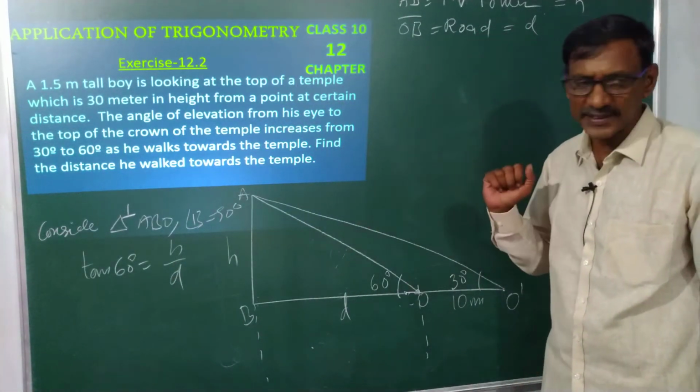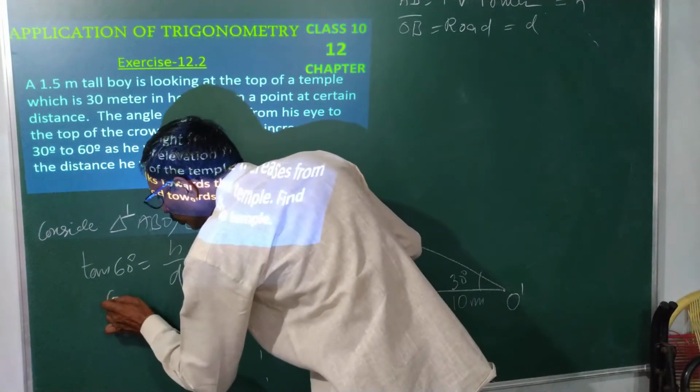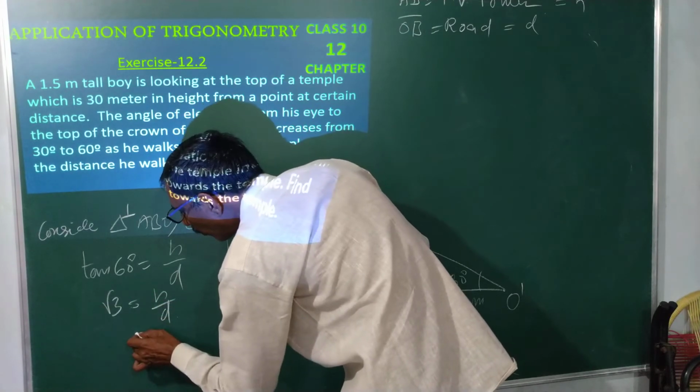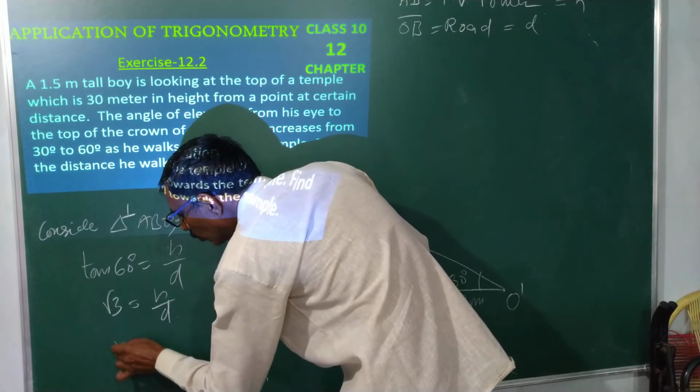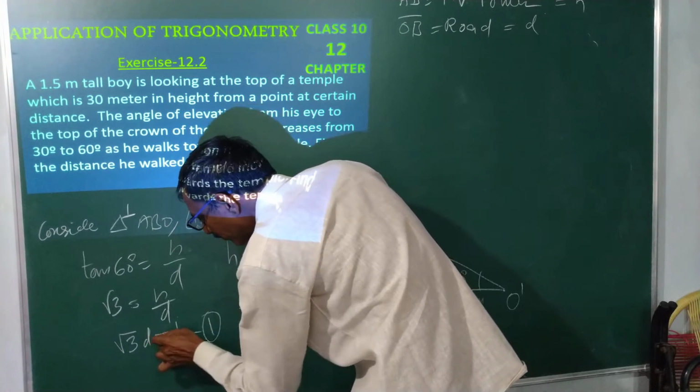I know the tan 60 degrees value is root 3. So root 3 is equal to h by d. Therefore, root 3 into d is equal to h. Equation 1. Keep in mind.